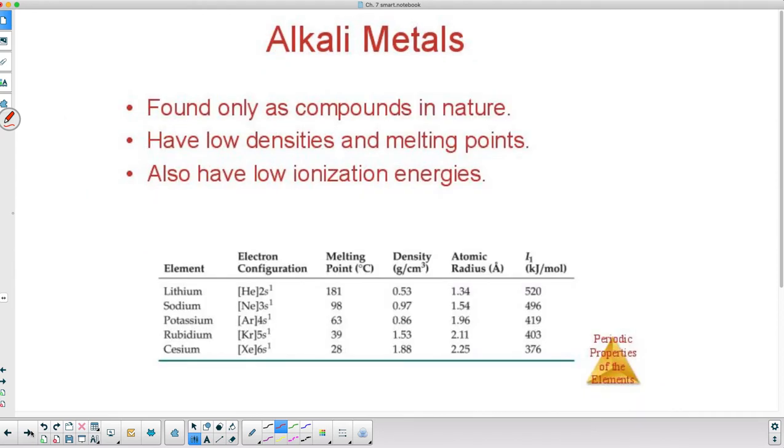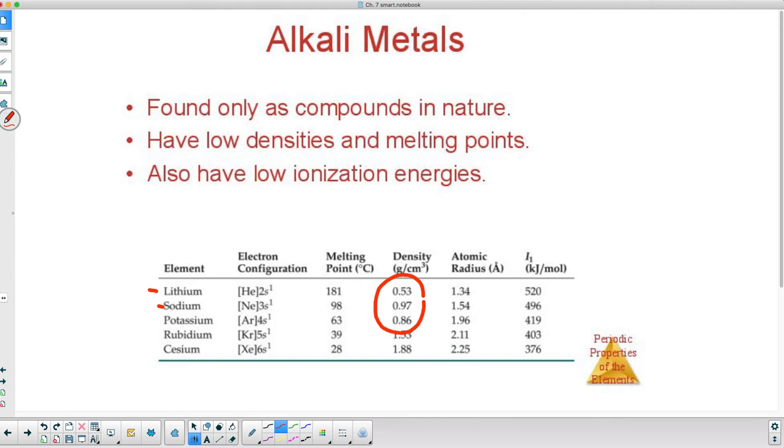So found only as compounds in nature because they are way too reactive. They have low densities. When sodium reacts with water, it actually floats on top because its density is low enough that water is actually more dense. You can see it here for lithium and sodium. They all have densities less than water. If I threw a piece of rubidium in, it would sink until it produced enough gas to make it float back again.